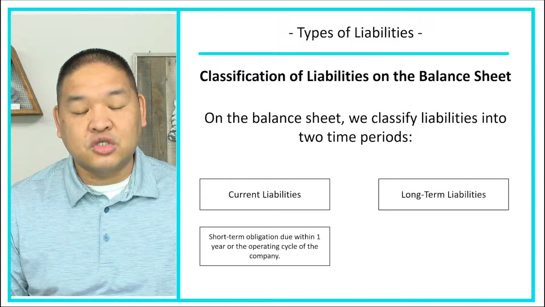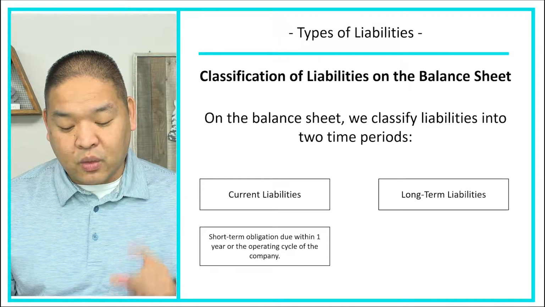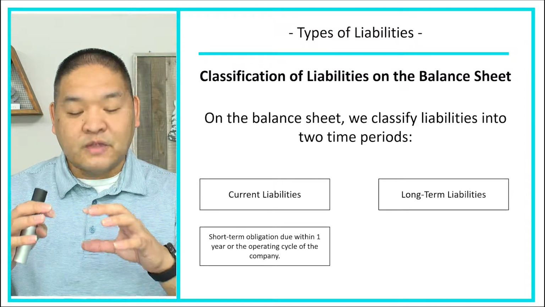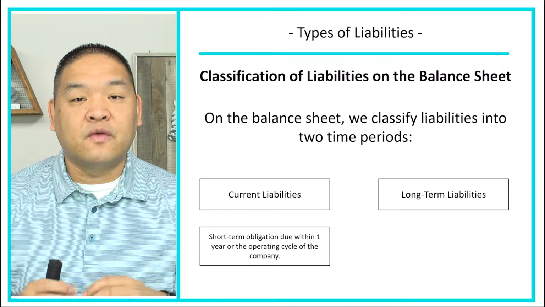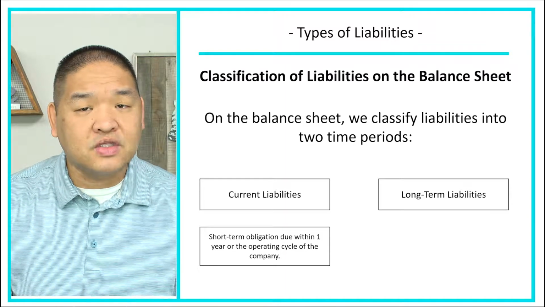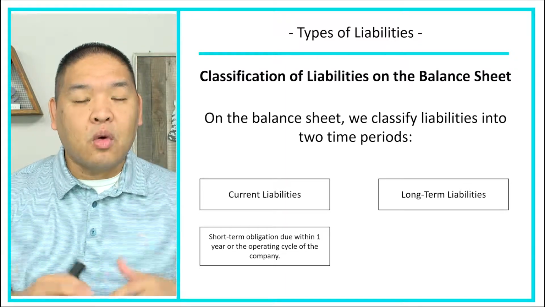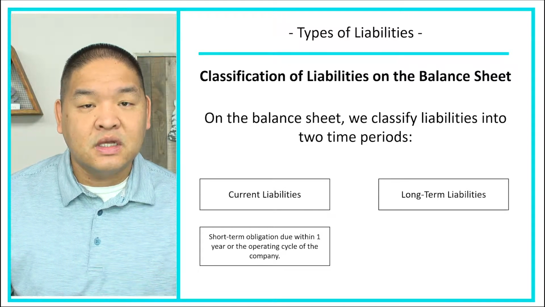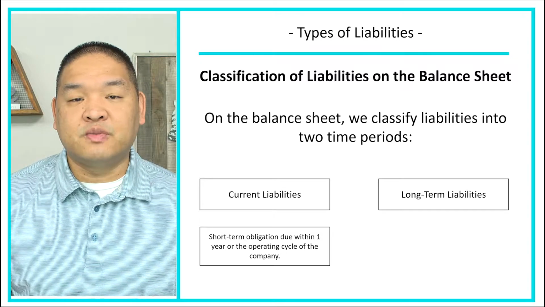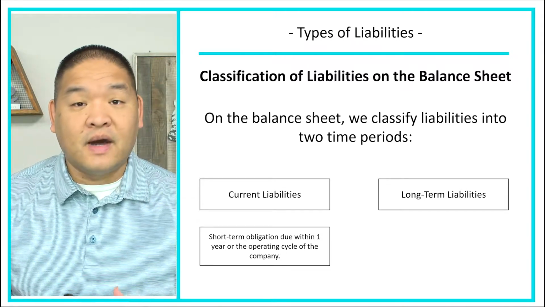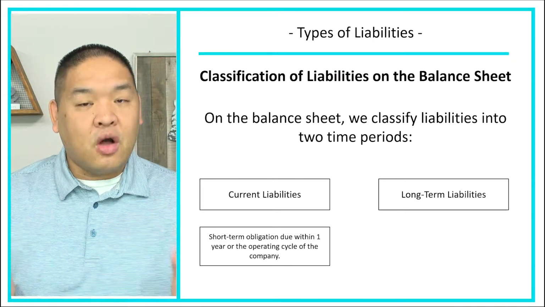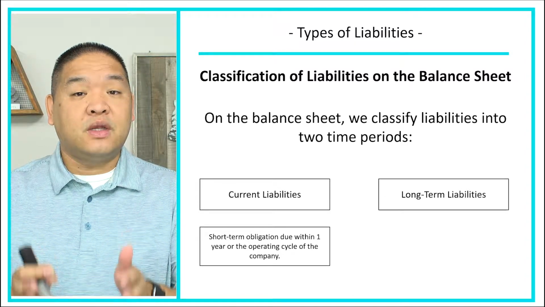Current liabilities are short-term obligations that are due within 1 year or the operating cycle of the company, whichever is longer. We've talked about what the operating cycle looks like. For most companies, the operating cycle is within 1 year. But there are certain companies whose operating cycle is more than 1 year. In those cases, we will use whatever it takes for them to complete the operating cycle, which might be 18 months, 24 months, even a little bit longer for a lot of construction companies. Again, whichever is longer, that's what we're going to use. But for most companies, it's within 1 year.